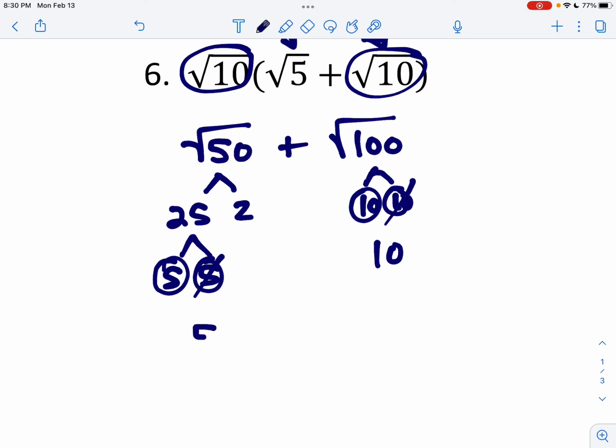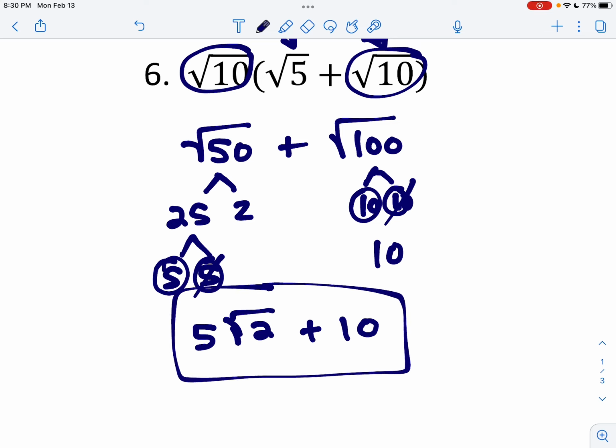So we're going to have 5 radical 2 plus 10. We can't put them together because 10 is a whole number, and 5 goes with the radical 2. They're not like terms, so our final answer will be left just like this, 5 radical 2 plus 10.